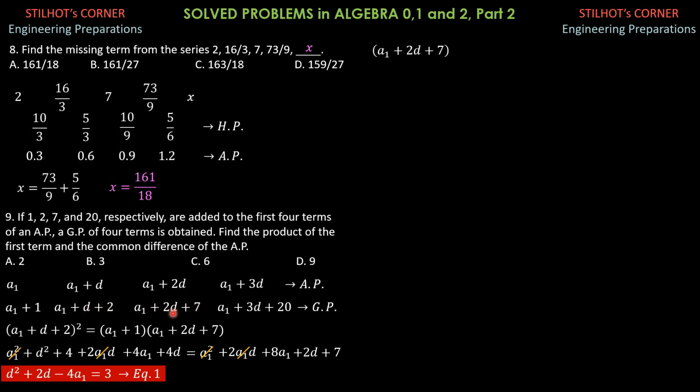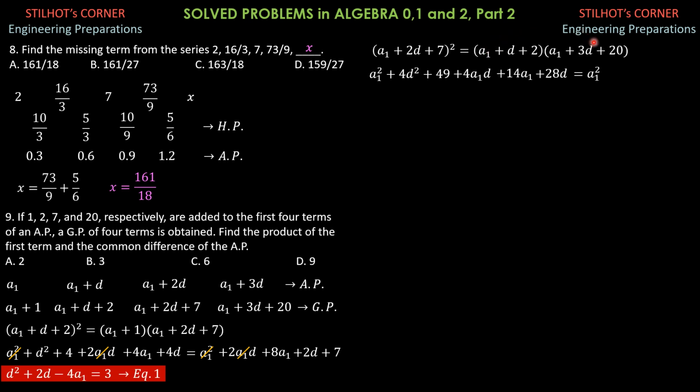Likewise, we square this middle term, and it is the product of the adjacent terms. So (A1 + 2D + 7) squared equals (A1 + D + 2) times (A1 + 3D + 20). Expanding, we have A1 squared plus 4D squared plus 49, the square of each term, then twice the products: plus 4A1D, plus 14A1, and plus 2D times 7, 14 times 2, so 28D, equals A1 squared.